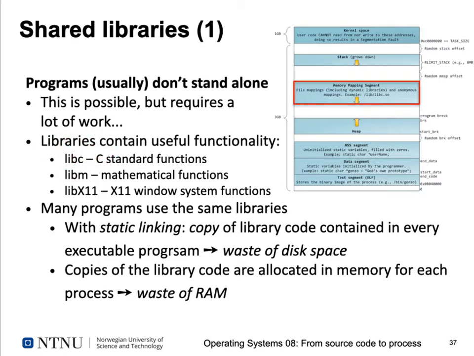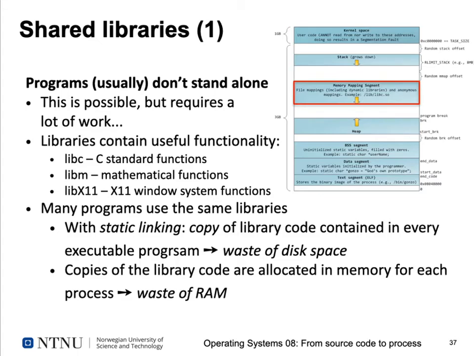example, libm with mathematical functions, so for example, a sine or cosine function, or libX11 that provides X11 window system functions. And since many programs use the same libraries, so all standard C programs, for example, use libc, which is quite a big library on a traditional Unix system, nowadays when you would use static linking, you would add a copy of each of these libraries to every executable file. This is a waste of disk space, obviously, because you'd have lots and lots of copies of that C library lying around. And these are also allocated in memory for each process, so you'd waste RAM.